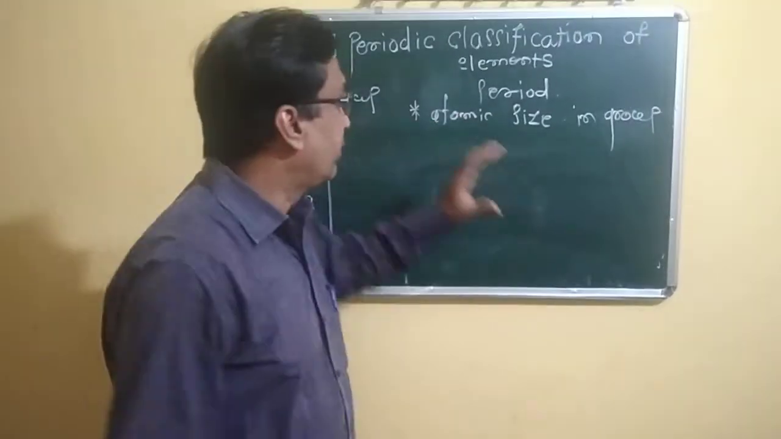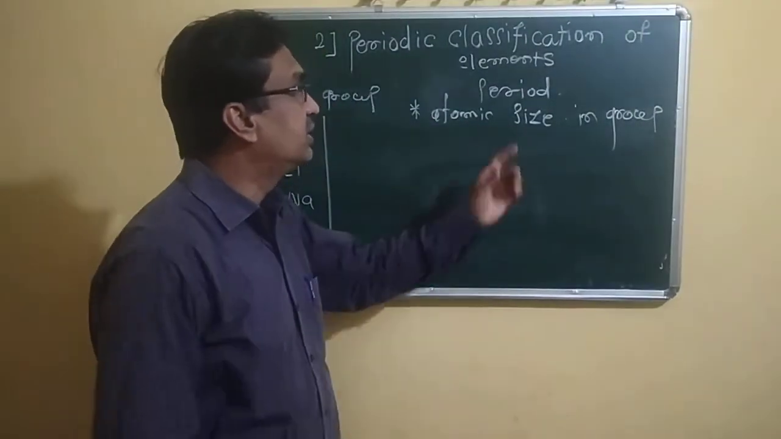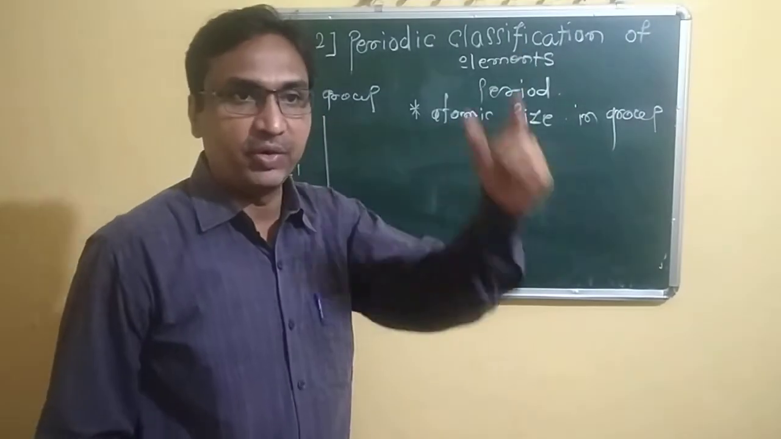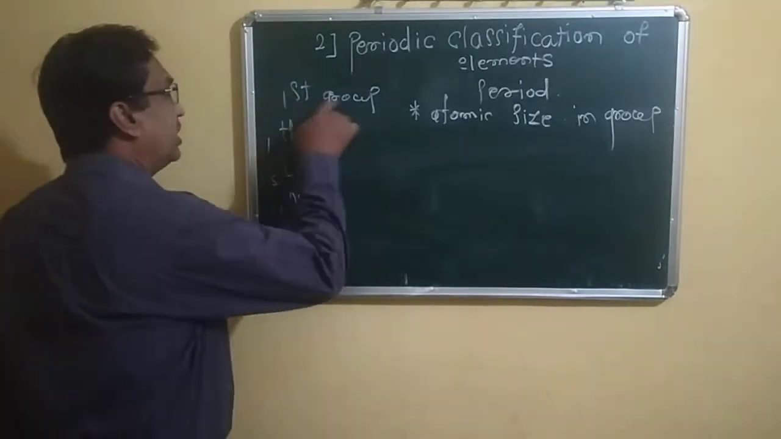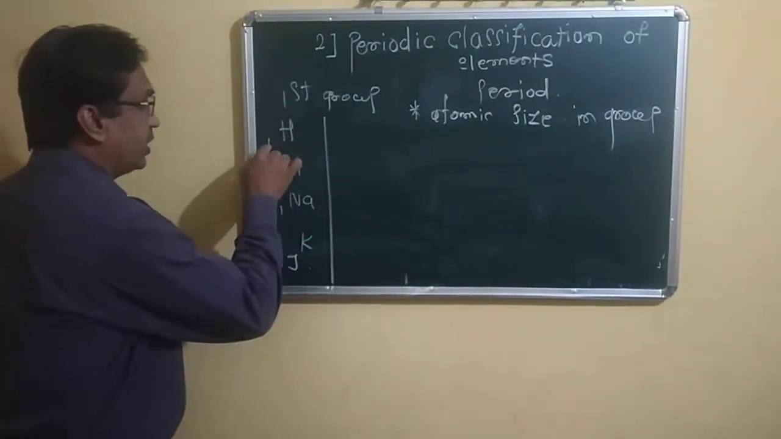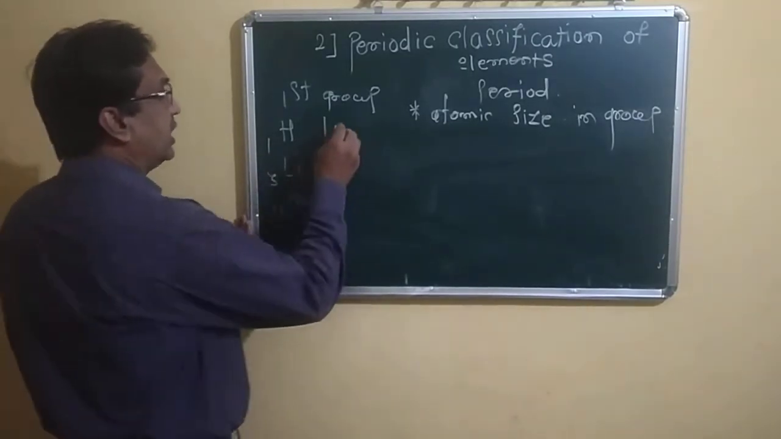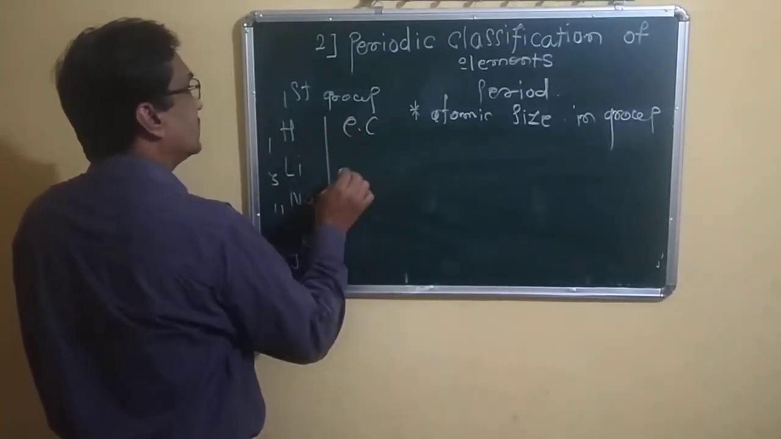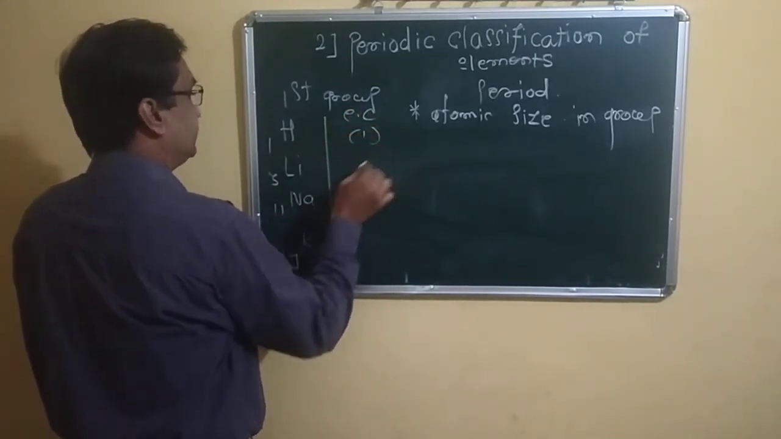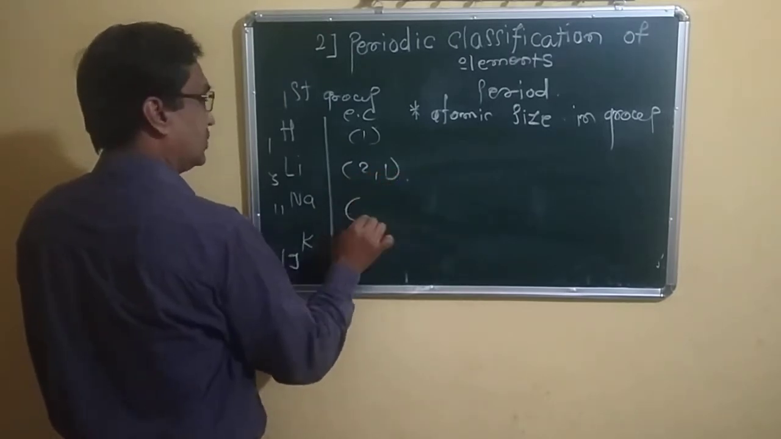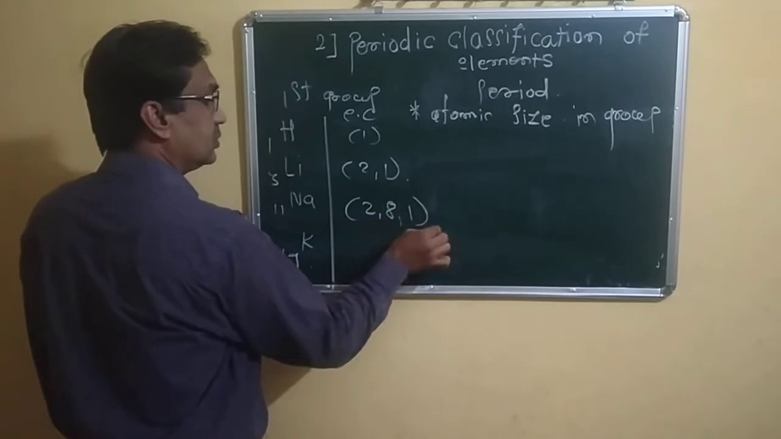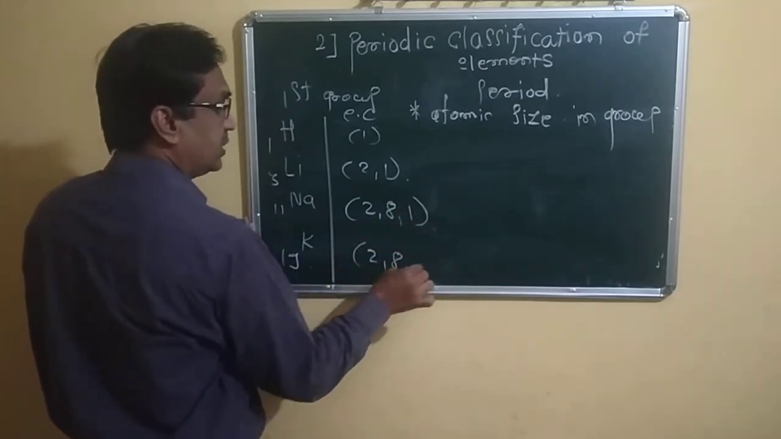What we have to find out is the trend in atomic size in a group in the modern periodic table. I just write down here the elements which are in the first group: hydrogen, lithium, sodium, and potassium. Their atomic numbers are 1, 3, 11, and 19. Their electronic configurations are 1, 2 1, 2 8 1, and 2 8 8 1.